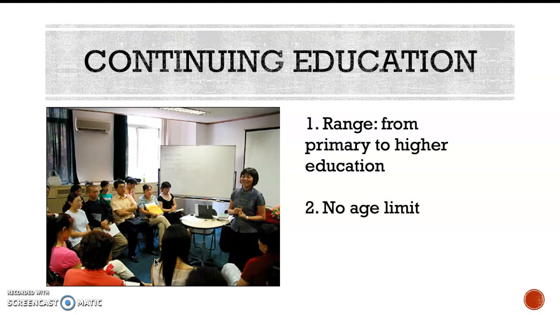Now is the continuing education, also called adult education. From primary to higher education, there is no age limit. It means that even though you are working right now, around 30 years old, you still can go to school for educating.